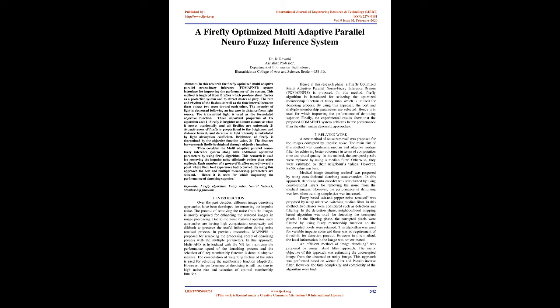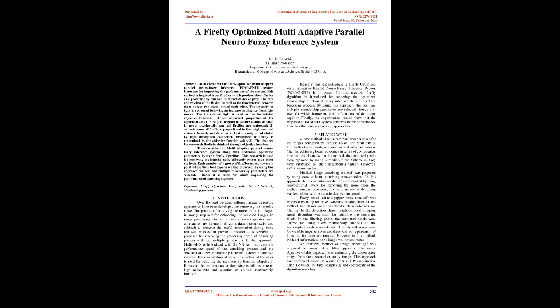This method is inspired by fireflies, which produce short flashes as a protective system and to attract mates or prey. The rate and rhythm of the flashes, as well as the time interval between them, attract the two sexes toward each other. The intensity of light decreases as the distance from the light source increases. The transmitted light is used as the formulated objective function.